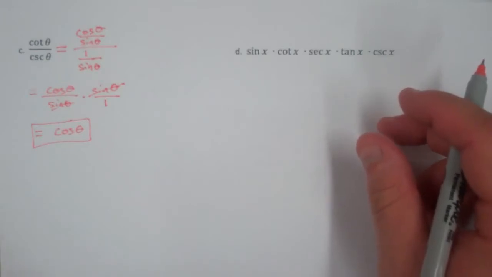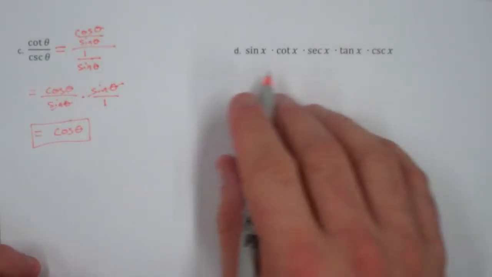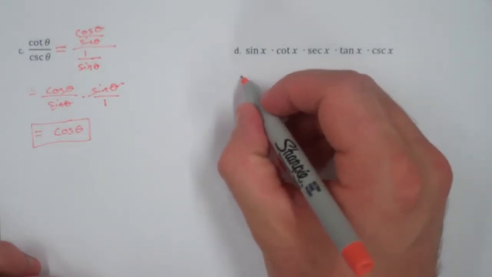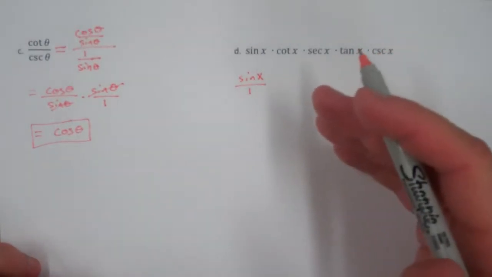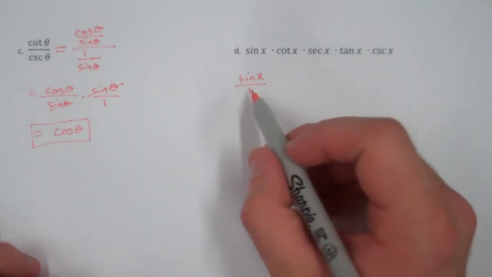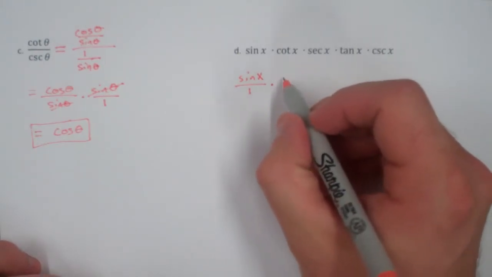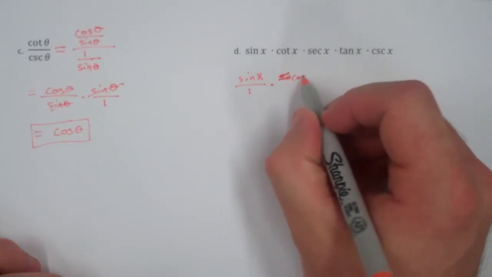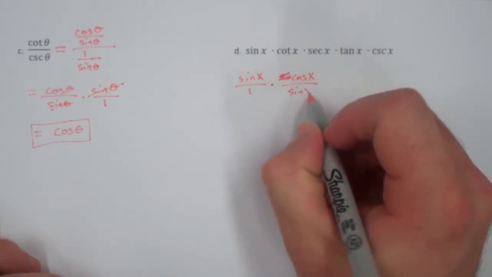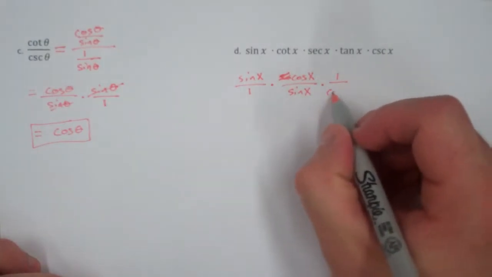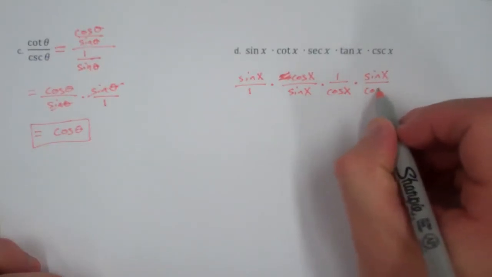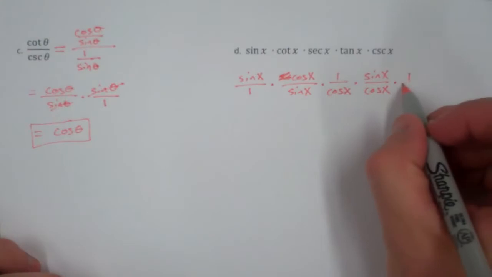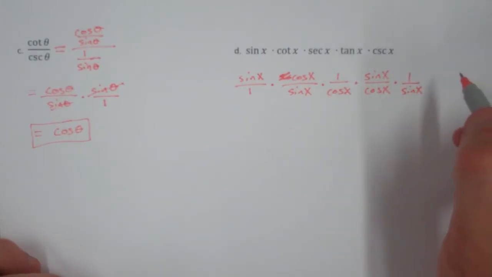Let's try the same technique with this other expression here. So we've got the sine of x, and it's useful sometimes to write that as over 1, just as you would write 5 as 5 over 1. Make sure that the sine is in the numerator. The cotangent is, oops, almost made a mistake there. That's the cosine over the sine. The secant is 1 over the cosine. Tangent is sine over cosine. Whew. The cosecant is 1 over the sine.